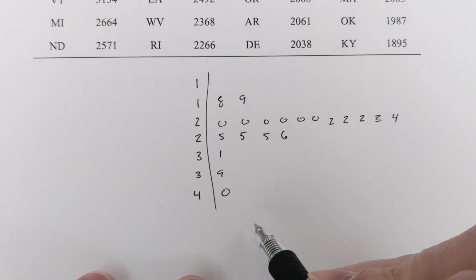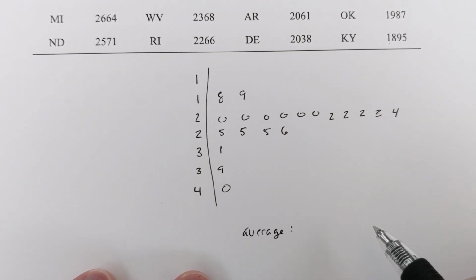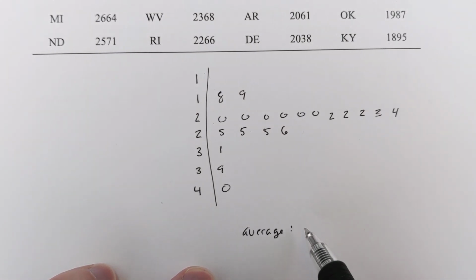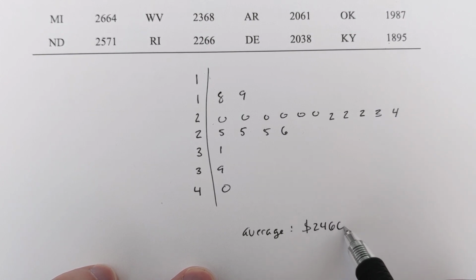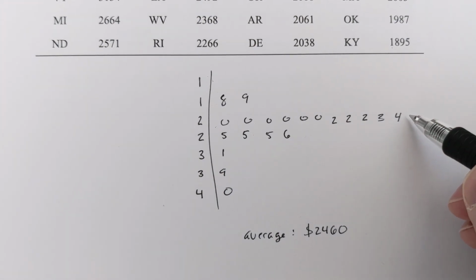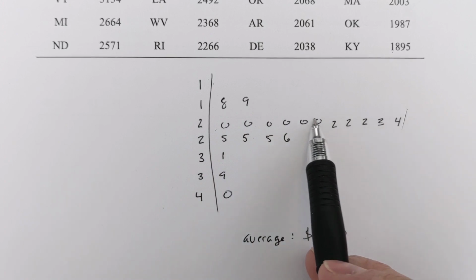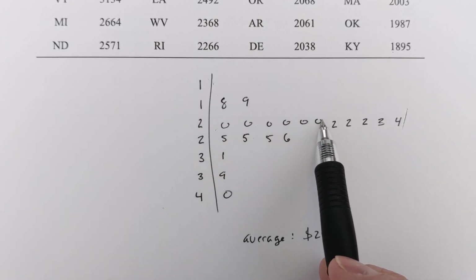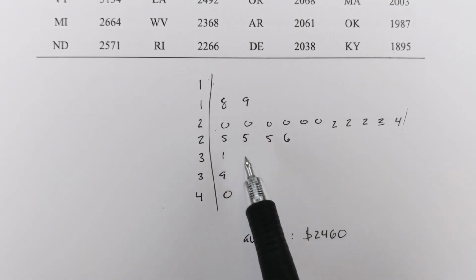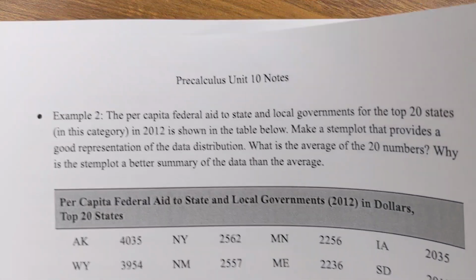If you find the average, I'm actually not going to show the work, but you add them all up and divide by, in this case, 20. You get 2460. So 2460 would be essentially here. So the average is skewed by how many numbers are down here. There's 1, 2, 3, 4, 5, 6, 7, 8, 9, 10, 11, 12, 13, and only 1, 2, 3, 4, 5, 6, 7 above. So the average doesn't lie right in the middle.